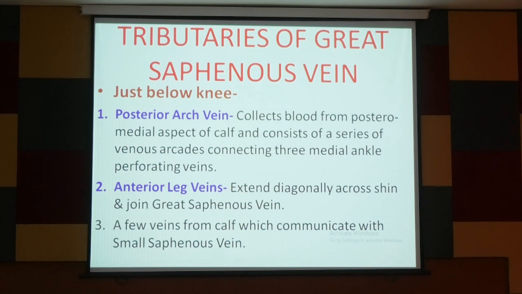Now, tributaries of the great saphenous vein just below the knee. The posterior arch vein collects blood from the posteromedial aspect of the calf and consists of a series of venous arcades connecting three medial ankle perforating veins. The anterior leg vein extends diagonally across the shin and joins the great saphenous vein. If you see it, it will be going like this, diagonally. And a few veins from the calf communicate with the small saphenous vein.